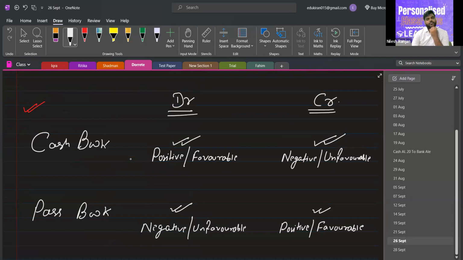Okay, sir. Cash book, debit side. Positive or favorable? No. You have to tell me the sentence that will be written. You don't remember. Let me clear this. You can see the things here. It will be written as debit balance as per cash book. Okay, sir. Debit balance as per cash book, or instead of debit, it will be written as positive balance as per cash book, or favorable balance as per cash book. Anything can be written. Okay. One more thing here.